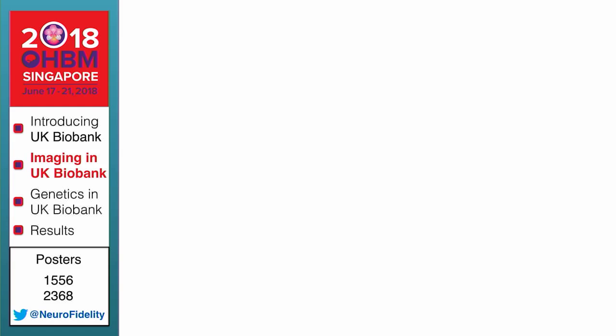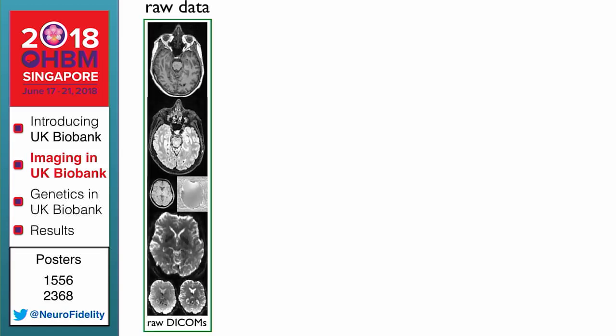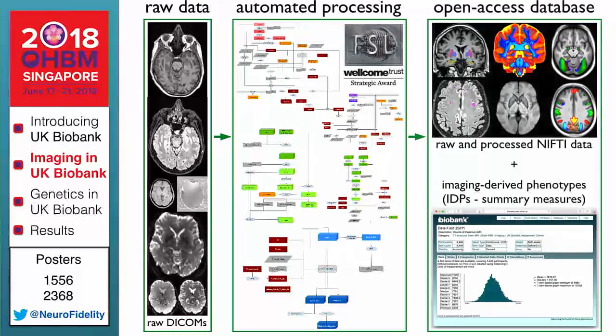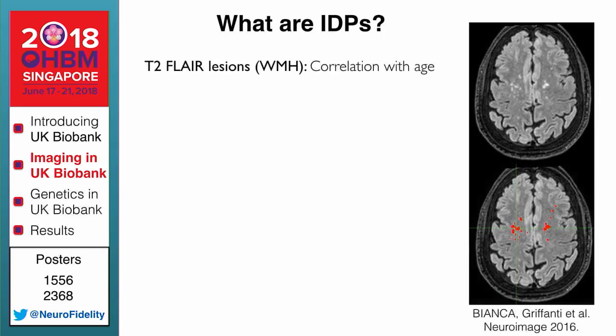And what are we doing with these images? Starting from the raw data, these images go through an automated processing pipeline, based mostly on FSL. Out of that pipeline, we get a set of processed images in NIfTI format and what we call IDPs, imaging-derived phenotypes, which are summary measures that describe a feature of the brain. I'm going to give one example: the volume of white matter hyperintensities that we get from the FLAIR images using a tool developed in our lab called BIANCA.